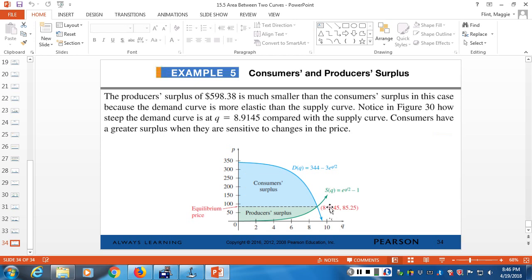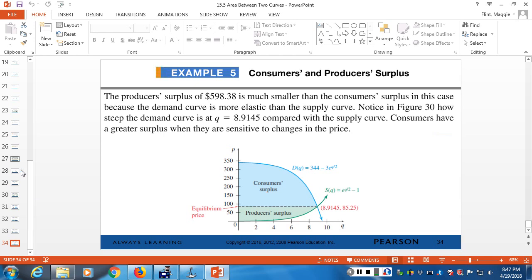Okay? And that equilibrium price is $85.25 in this case for selling 8.9145 units. Now, realistically, we know you can't sell 8.9145 units. You either sell 8 or you sell 9. So what you do then is you would calculate both of these at 8 and at 9 and see which one gives you the best value, which one gives you the right answer.